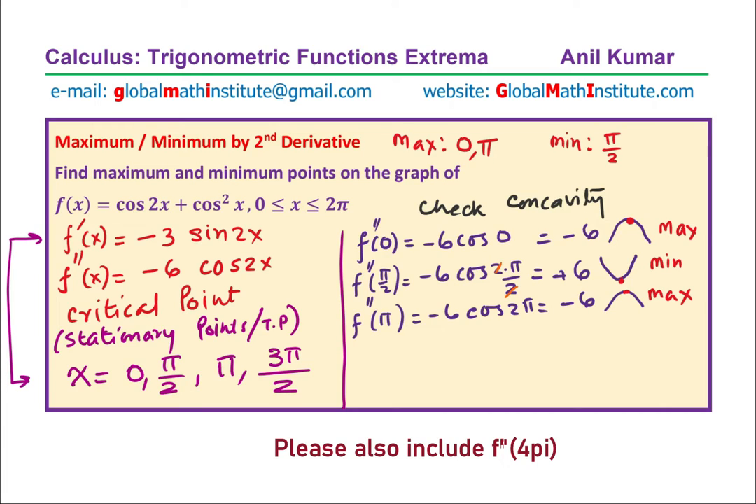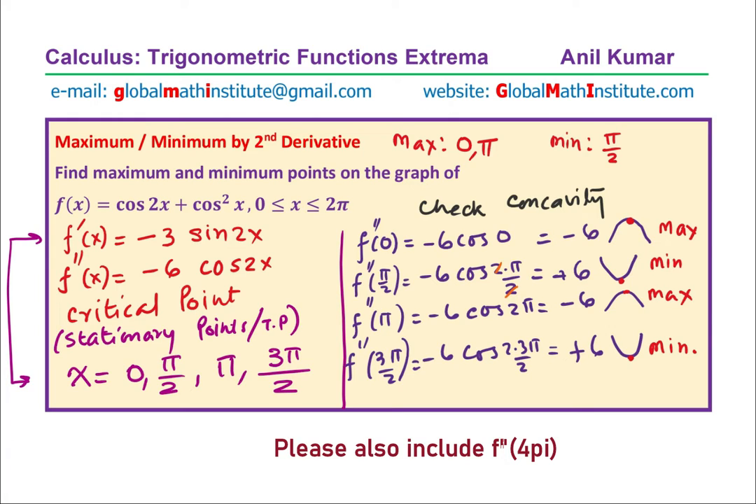And the last point for us is 3 pi by 2. Cos of 2 times 3 pi by 2, which really means cos of 3 pi. So that means it is negative, and so we get a positive 6 here. And the graph is concave up. Clearly, that is a minimum.